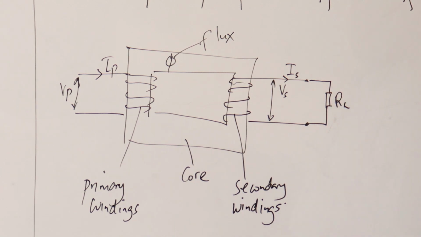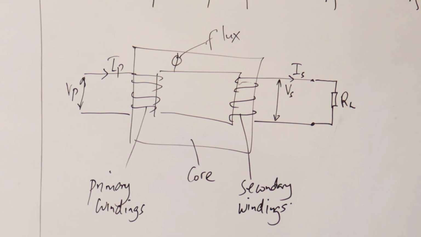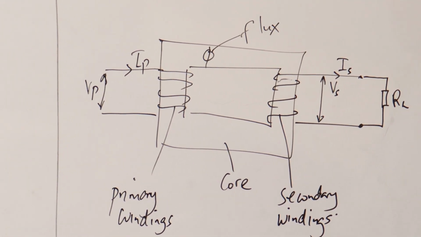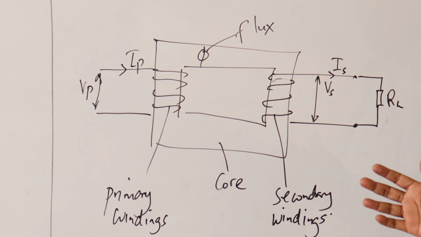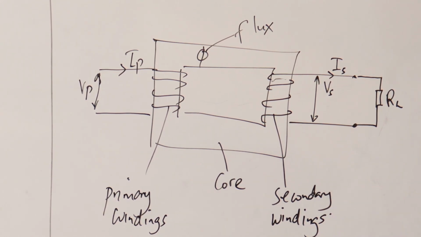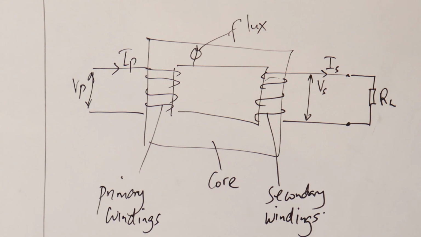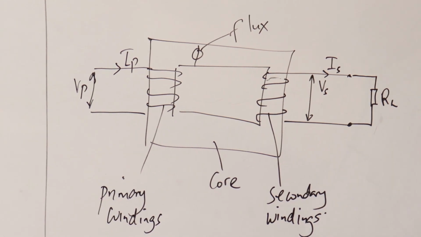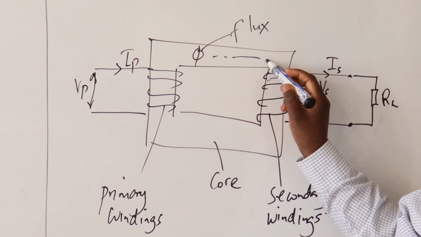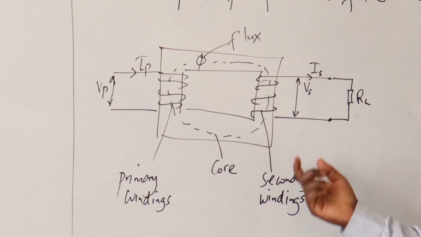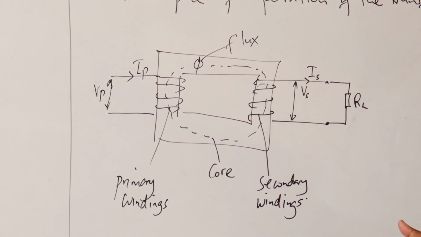So this is the expected diagram, and it operates on the principle of electromagnetic induction. First thing, we normally have the primary windings and the secondary windings that are not electrically connected, but they are linked using the core, and the flux is the one that's able to link them. So the flux moves around the core of the transformer, and when it does, we shall be able to have an EMF induced in the windings.